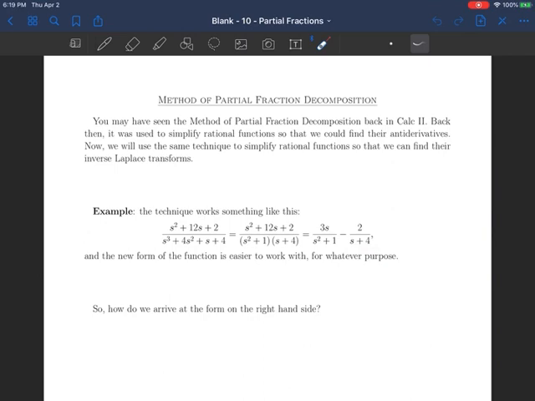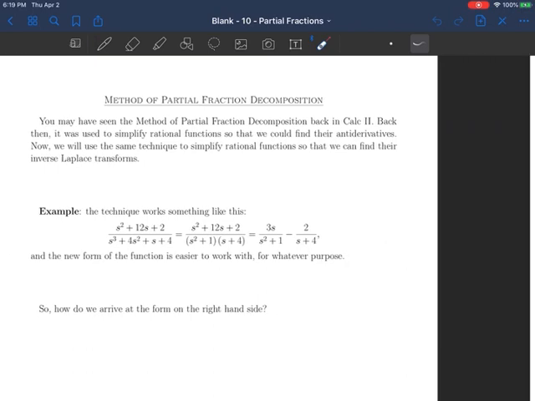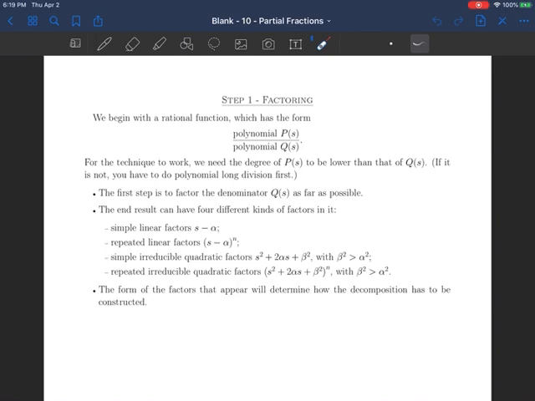You probably at this point can find the inverse Laplace transform of each of these individual functions on the right. But just looking at that first one and knowing what to do with it, we don't have anything for that. So this new form is easier to work with, but how do we get to it? How do we get to knowing what the denominator should be and what the numbers are that should go on the top? That's what we need to figure out. And that's what the method of partial fraction decomposition is for. So let's get into it.